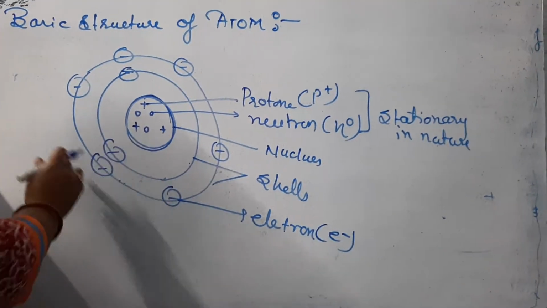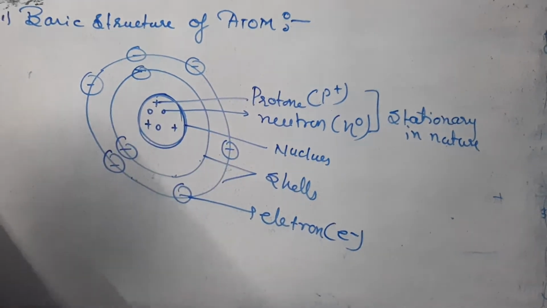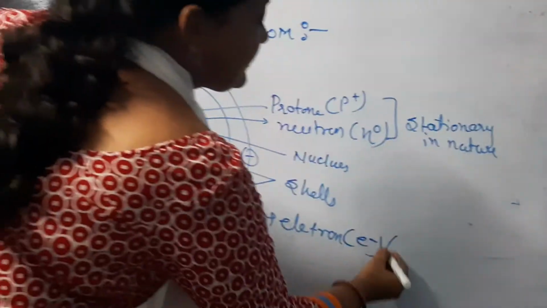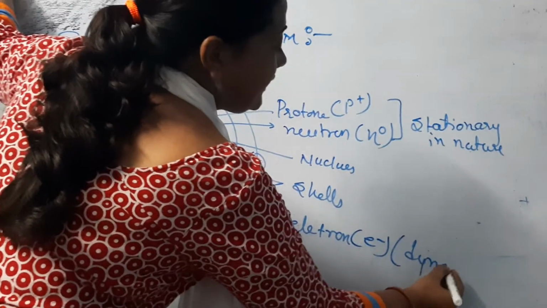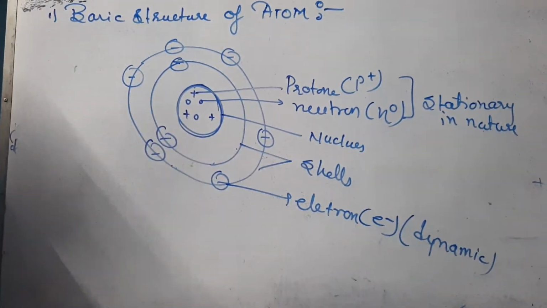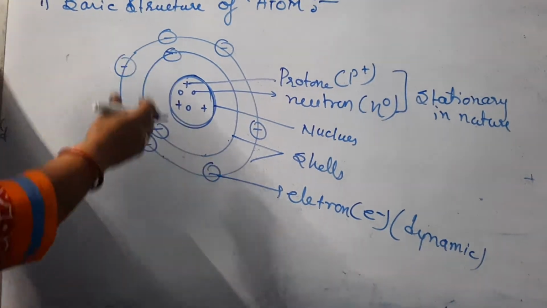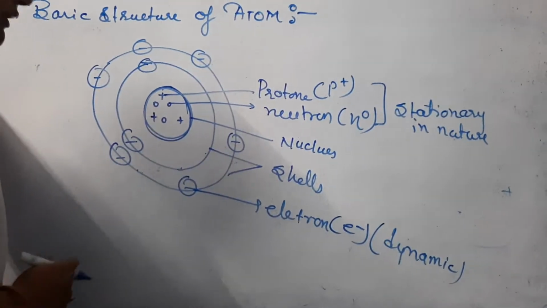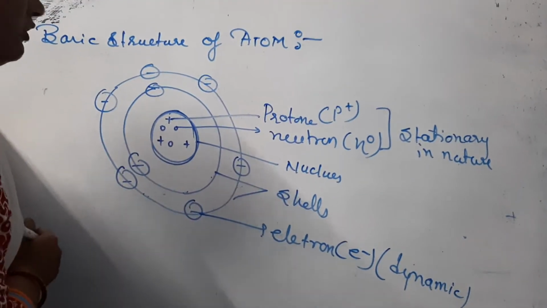But the electron is always moving around the nucleus. So they are dynamic in nature. वो कभी अपनी जगह पर बैठते नहीं हैं. They are always moving around the nucleus. So they are dynamic in nature. This is the basic structure of atom.